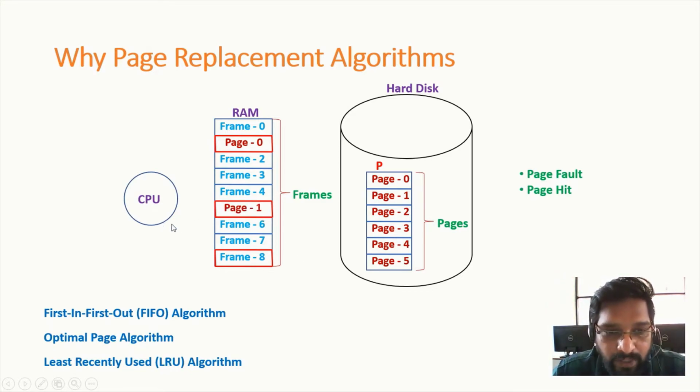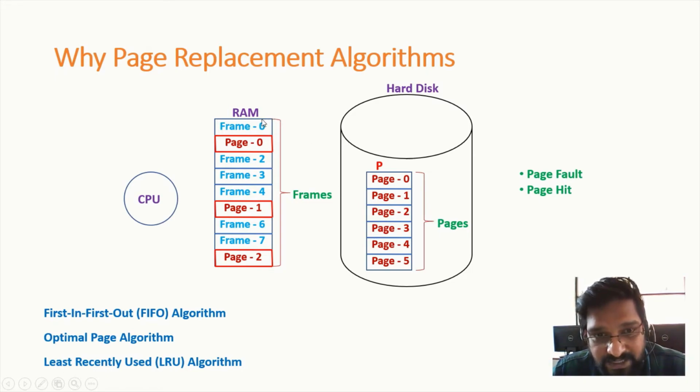CPU, after executing an instruction inside the page 1, it is requesting the next page, that is page number 2, right? Since page number 2 is not present inside the RAM, we need to move page number 2 from hard disk to RAM, right? So let me move page number 2 inside the frame number 8, right? Now, all the frames that have been allocated for process P have been occupied, right? Now, CPU is requesting the next page, that is page number 3, in order to continue execution of process P, right? But since page 3 is not present inside the RAM, I need to move page 3 from hard disk to RAM, right?